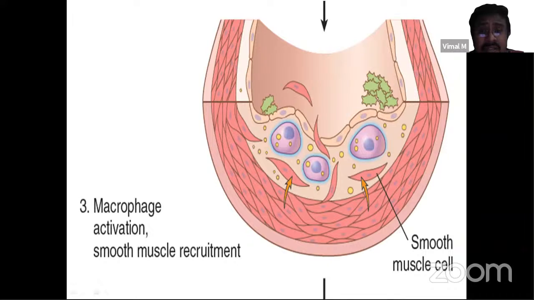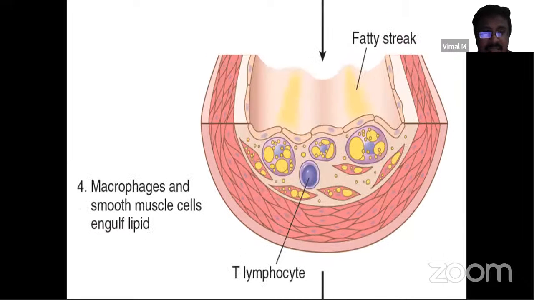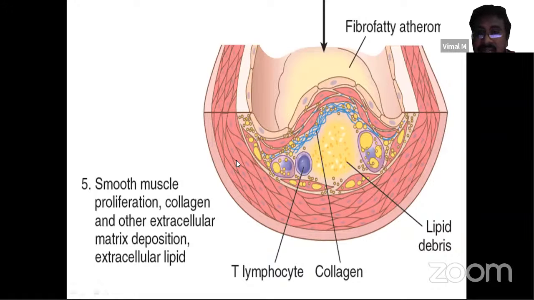So the smooth muscles from the tunica media, you know that there are smooth muscles in the tunica media, will start to migrate into the tunica intima. After this, you get a well-formed atheroma, which is composed of a central necrotic core, that yellowish lipid material, and your foam cells. The macrophages which have engulfed the lipid particles are now called foam cells.